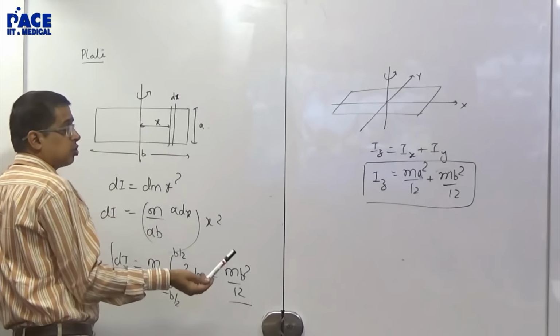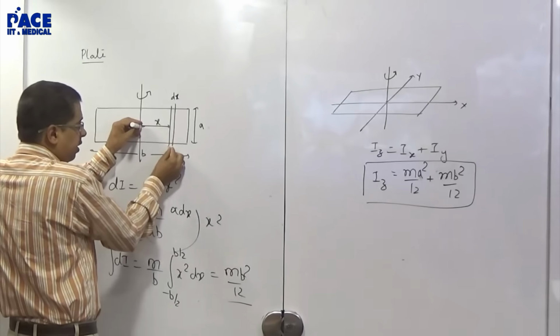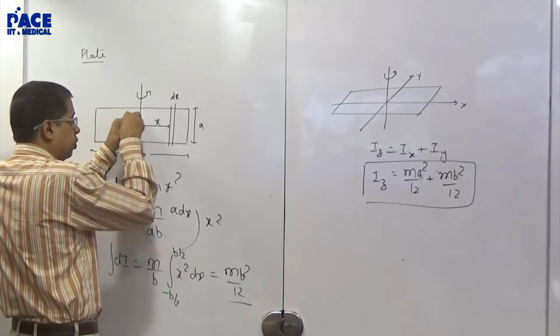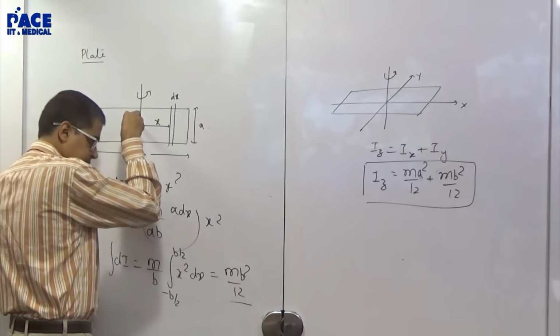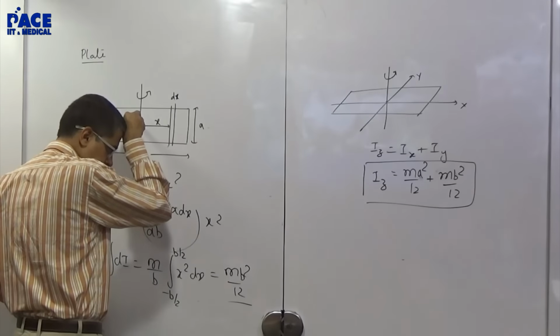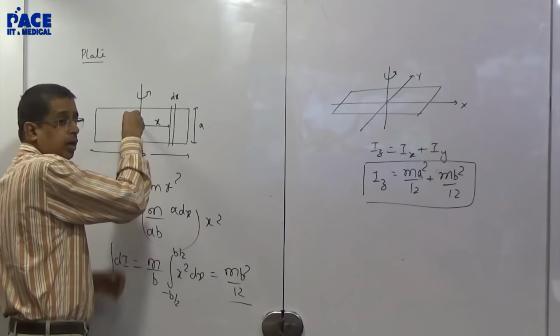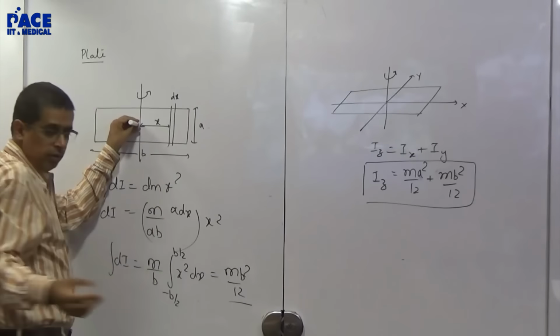First, how will you use it? This is Iz. You considered an element here. After that, what did you do? The moment of inertia of that will be dm into L square by 12, and then dm will be equal to mass per unit area into dm. Okay, listen. What he did is, give me another pen.